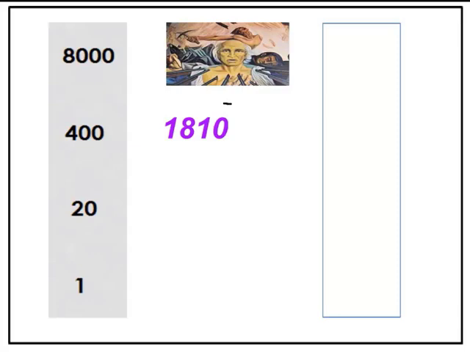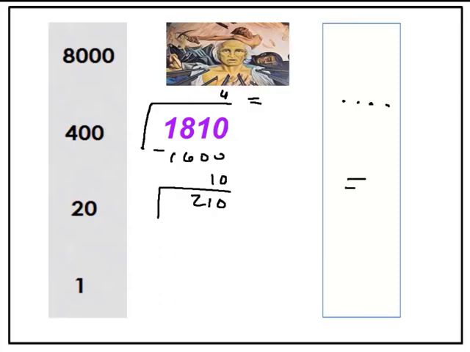You should already know by now. Should just be able to figure this out. 4 goes into 1800 4 times. We're going to put 4 over here. That is going to be 1600. 210. 2 into 210 is going to be 10. Minus 200. 1 into 10 is 10. That's going to be your equation for 1810.